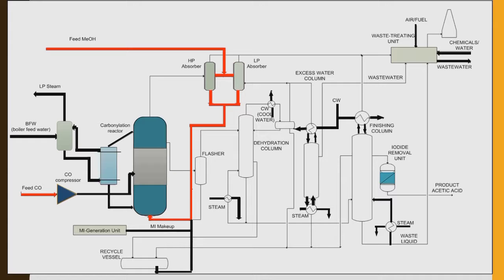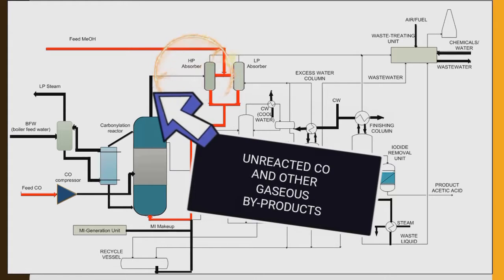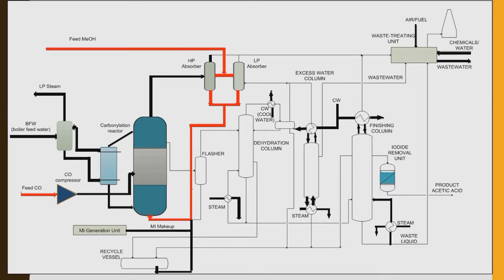The agitation provided by the high velocities of the liquid and gaseous reactants rapidly dissolves the carbon monoxide into a liquid phase that reacts with methanol, so that the system is not mass transfer controlled. The unreacted carbon monoxide and other gaseous byproducts are vented from the top of the separator to the HP absorber.